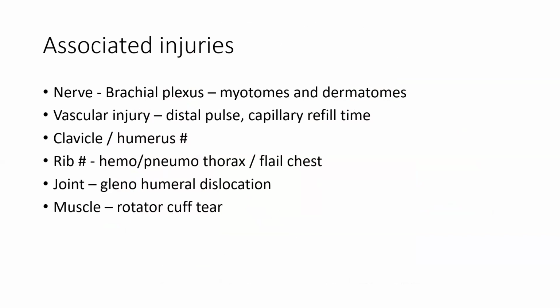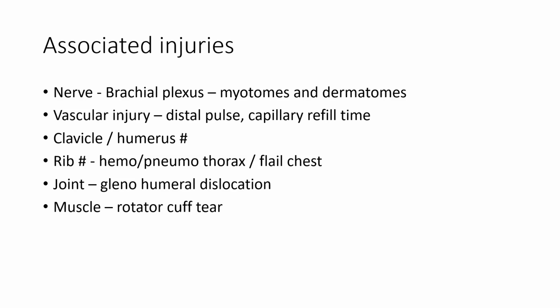One important entity associated with scapular fractures is that it is a high velocity injury most of the time, so we have to look for associated injuries. Associated injuries can be nerve injury, which is brachial plexus. We have to test for the brachial plexus by testing the individual nerves as well as the myotomes and dermatomes. Then there is a possibility of vascular injury, so we have to check the distal pulse and capillary refill time.